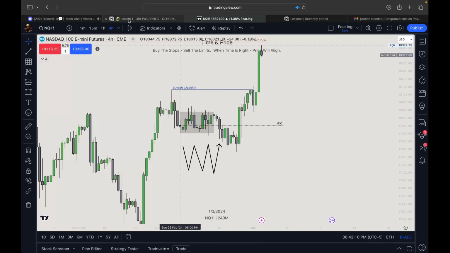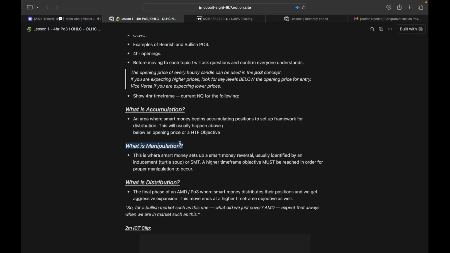Following accumulation, we want to be looking for manipulation. What is manipulation? This is where smart money sets up a smart money reversal, usually identified by an inducement, turtle soup, or SMT. Often SMT and turtle soup go together. In the manipulation, we are looking for a higher time frame PD array, a sell stop raid, buy stop raid, and this is a must-have.